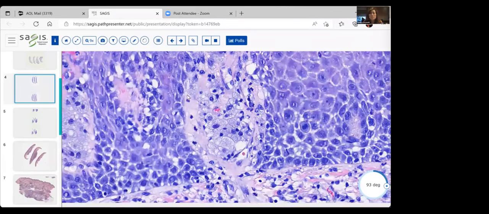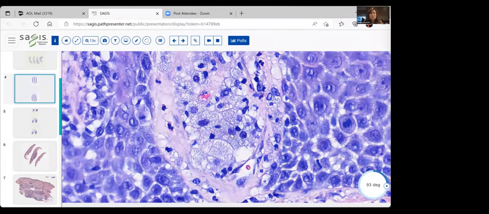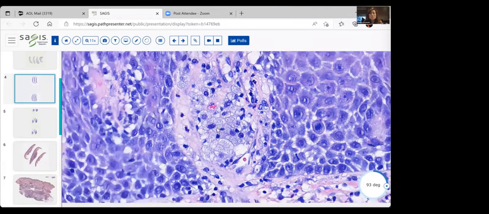And you see these beautiful foam cells again. This is the nuclei of the histiocyte, and this is the foam cell filled with lipid. This is, again, lipid-laden histiocytes. In this case, this is probably not related at all to cholesterol or lipid. It's just probably related to some kind of degenerative process of the epidermis.